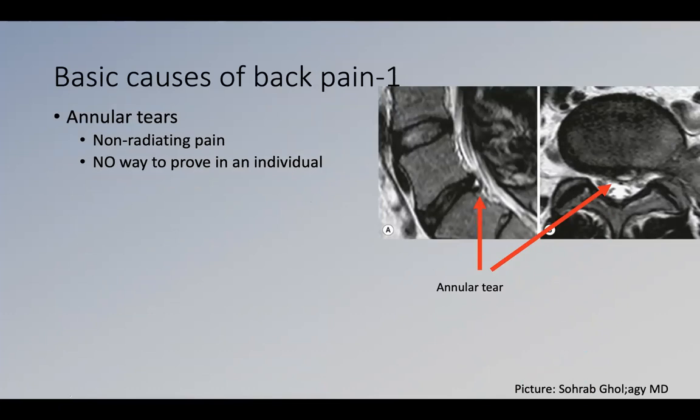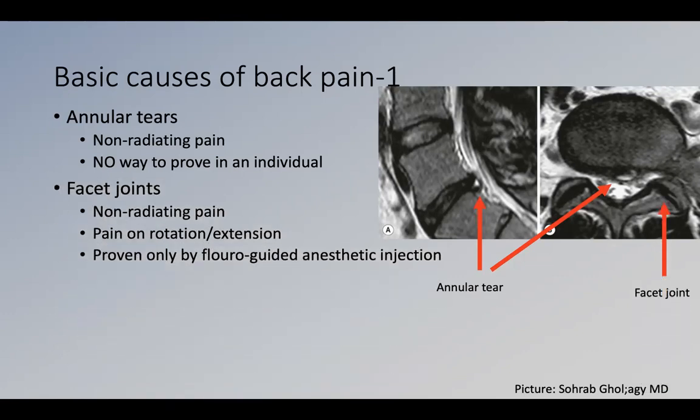They've done stupid things like discography, where they inject dye under pressure, and if it causes pain, they say, oh, that's an annular tear that causes pain. Let's fuse the spine. And then somebody figured out that the response to a discography is mostly related to the psychological status of the patient, and that is widely condemned these days.